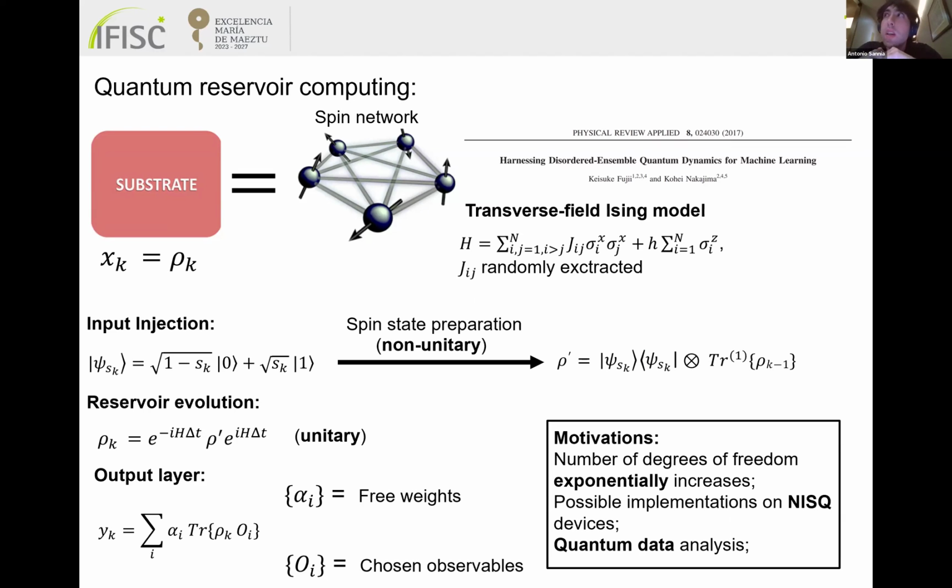About the noise, I'm just saying that if we have an experimental platform in which we don't have much freedom in choosing, for example, these random weights, we can still train the reservoir. We don't have to train these couplings.